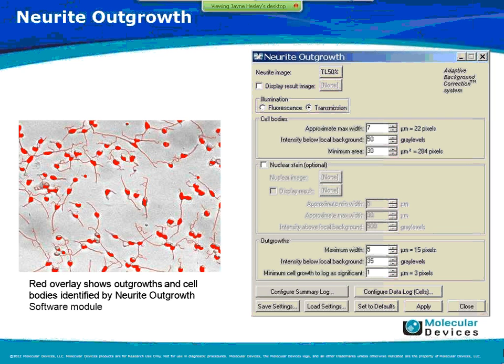You just choose your parameters, whether your cells are going to be illuminated with fluorescence or whether you're just going to use transmitted light. And then you set up some identifying measurements, such as the size of your cell bodies, the kind of outgrowths you would like it to identify, if there's a minimum length you want it to find, and whether or not you have a nuclear stain. This works well without a nuclear stain, too.